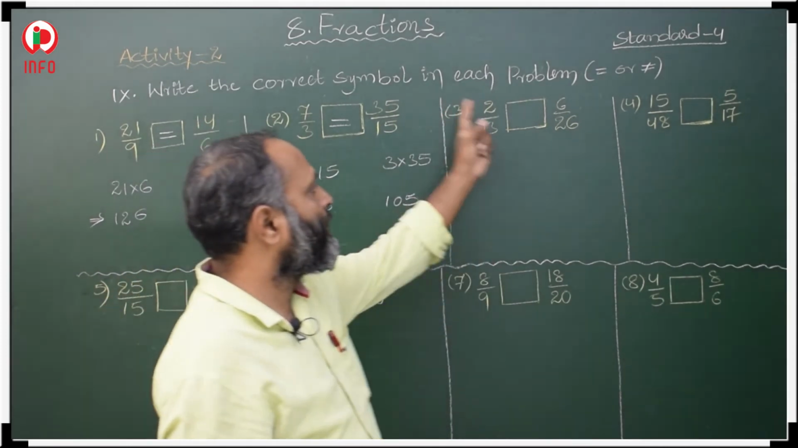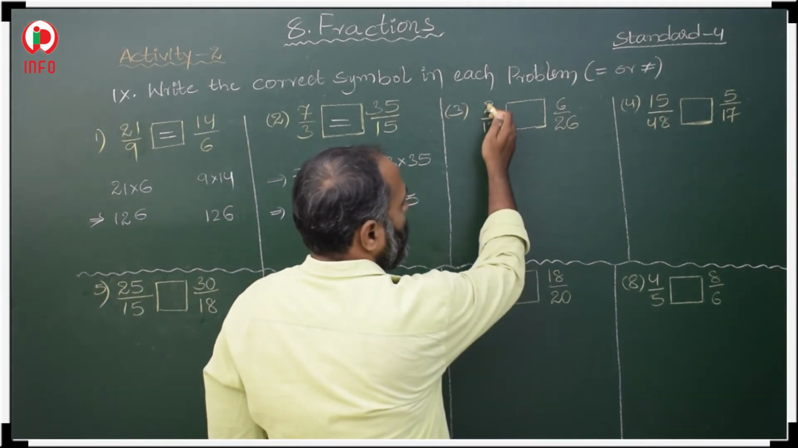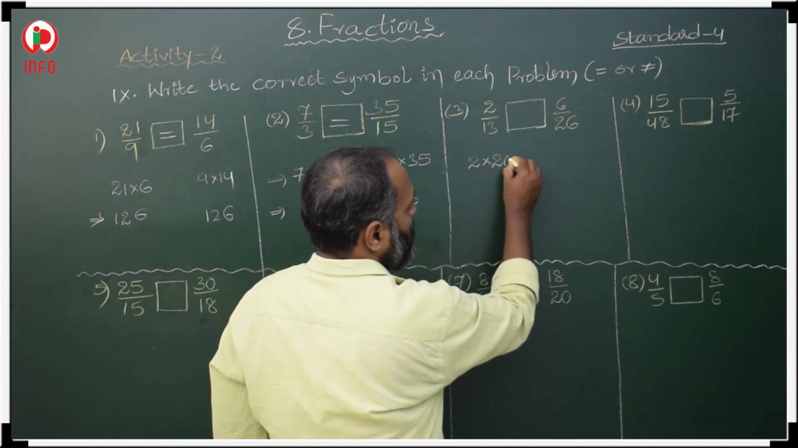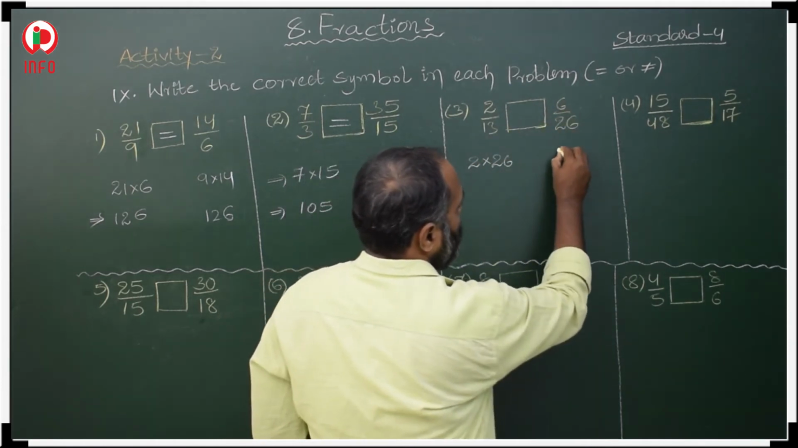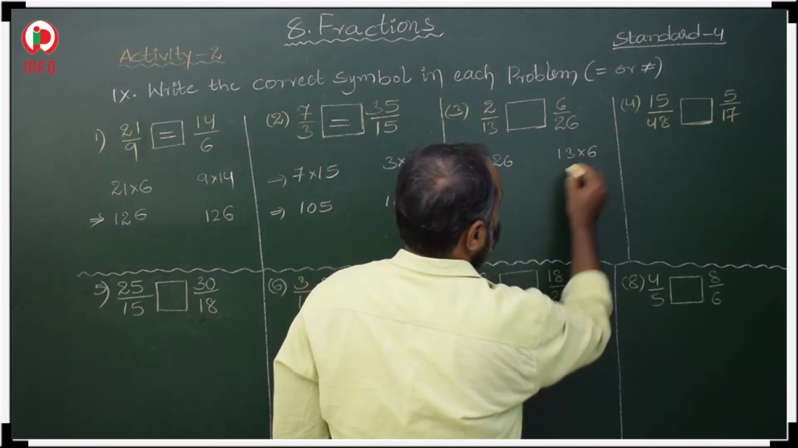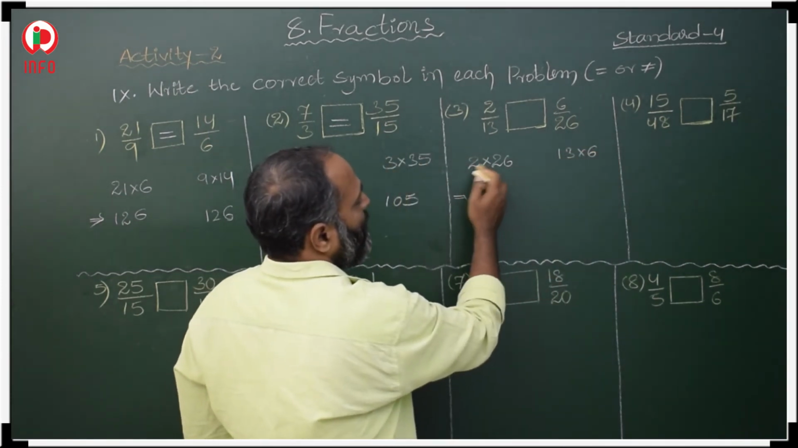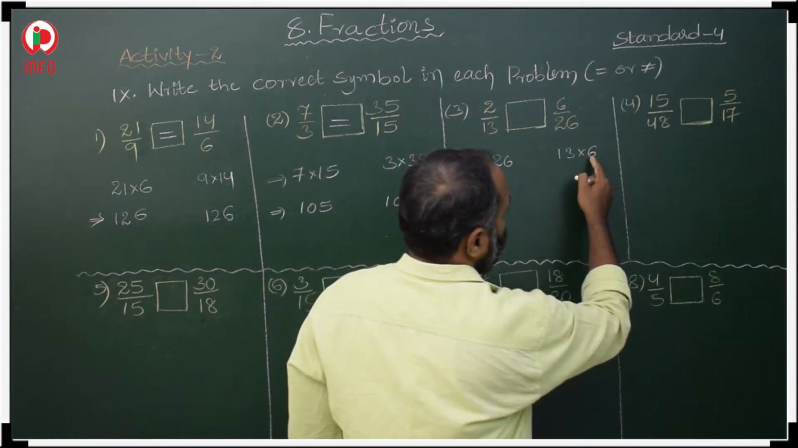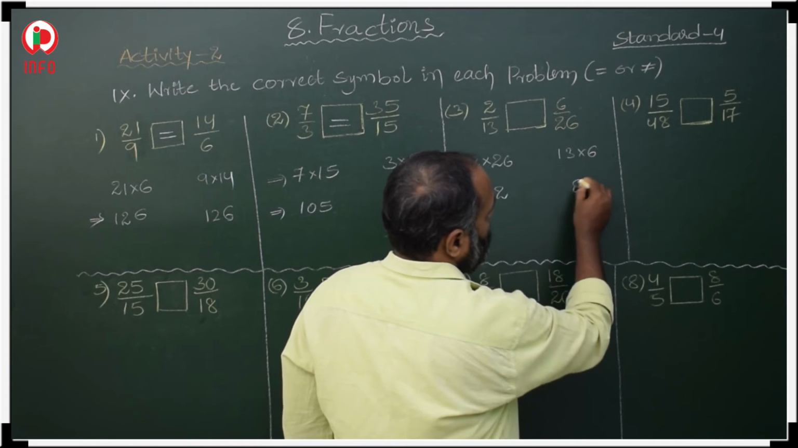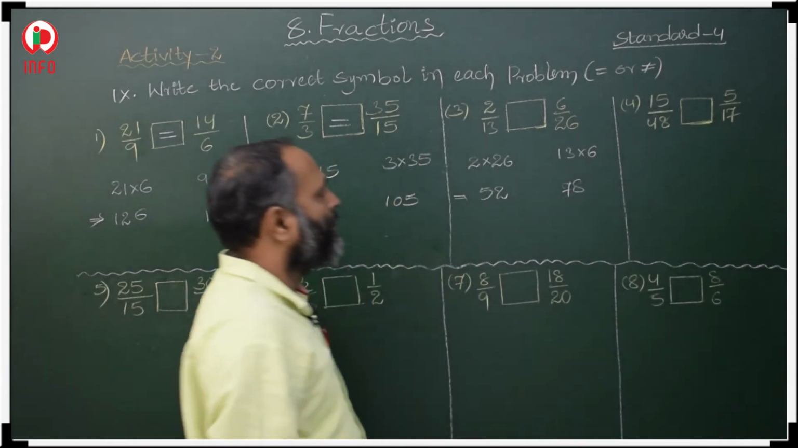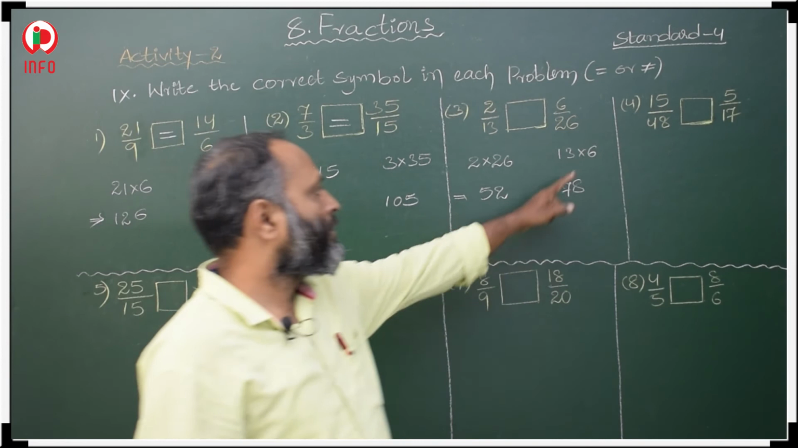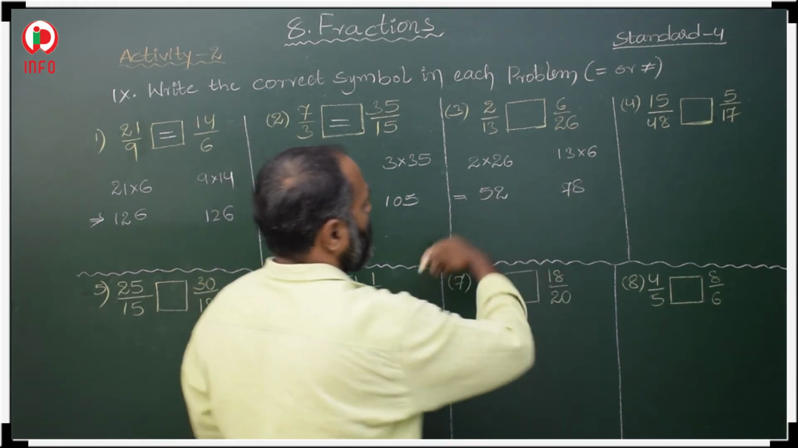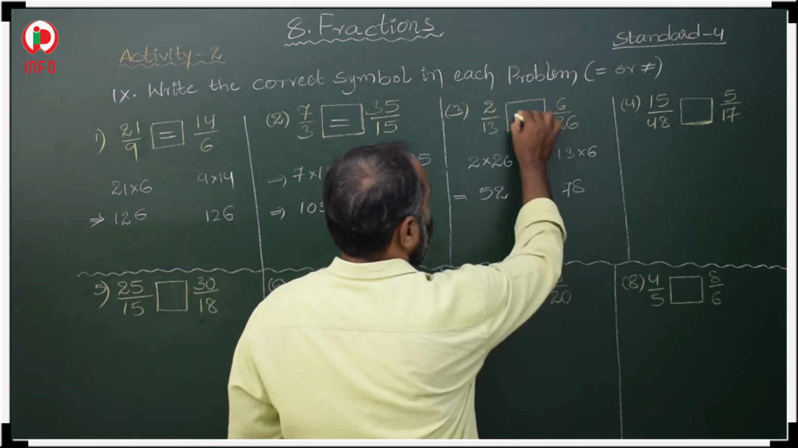Now here we have to multiply the first fraction numerator with the second fraction denominator, 2 with 26, and 3 with 13 with 6. 2 times 26 is 52, and 13 times 6 is 78. These two are not equal, so it is not correct. Is not equal to.